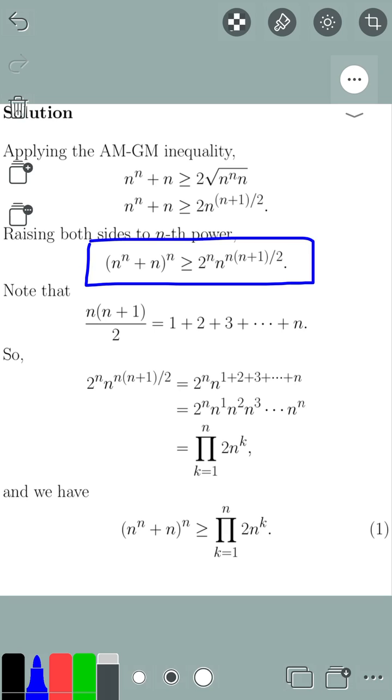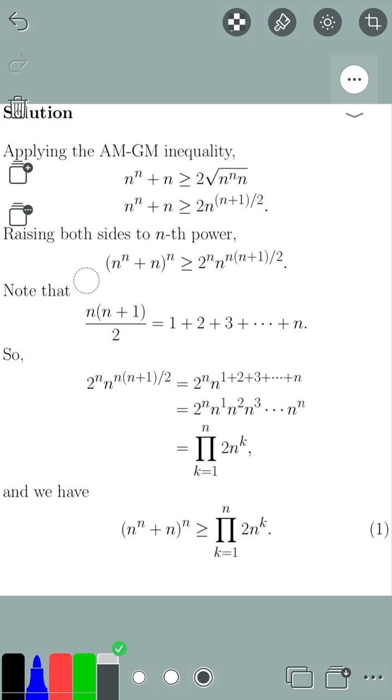And n is a positive number, so raising both sides to the nth power, the inequality sign doesn't change. It stays the same. It only changes when n is a negative number. Then raising both sides to the nth power, we would change the inequality sign, but in this case n is positive, so we don't need to change it.